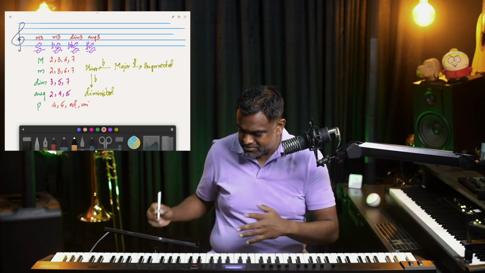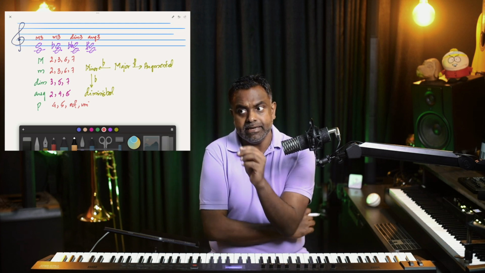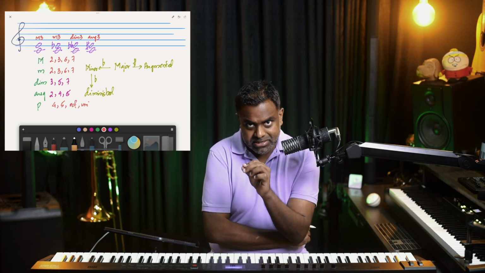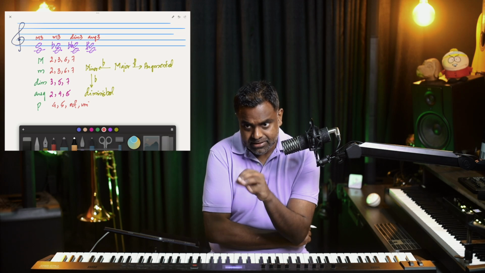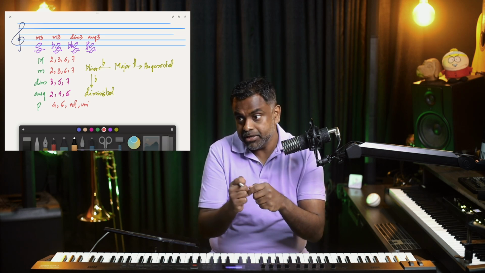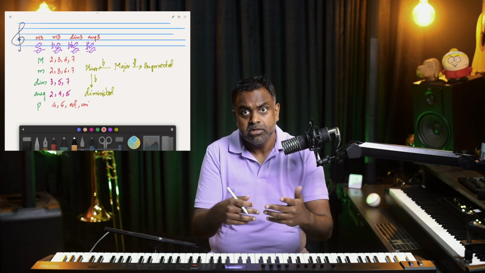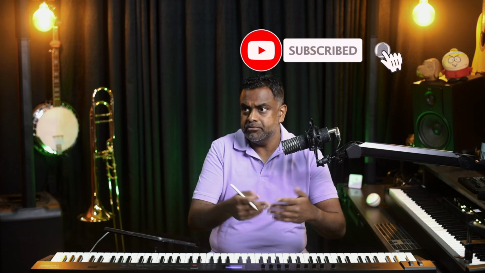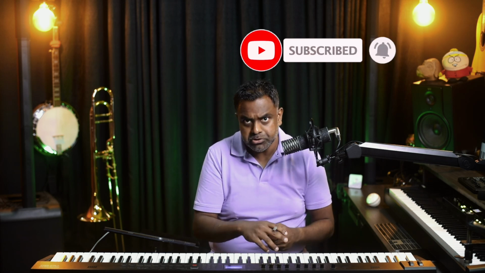So I've just put it out there, and I need to make a point clear in this theory lesson. These are intervals within the octave. Beyond the octave, we have words like 9, 11, 13.